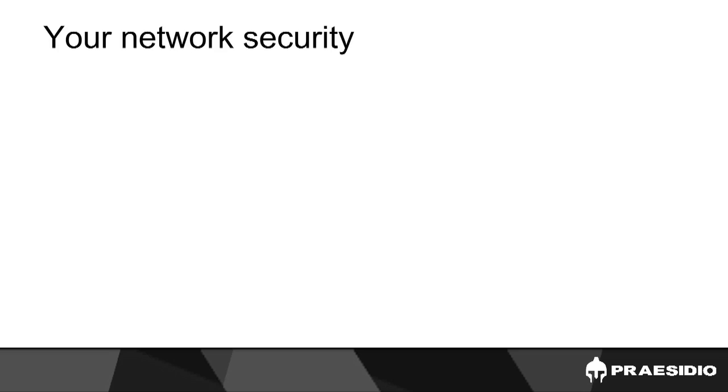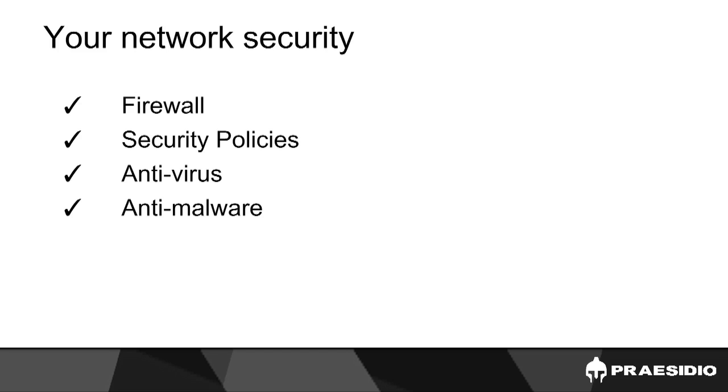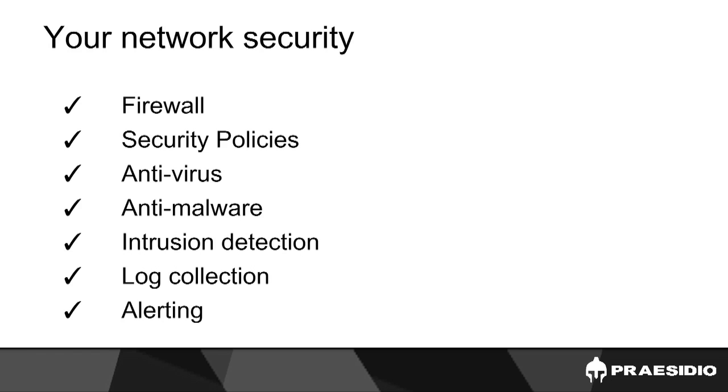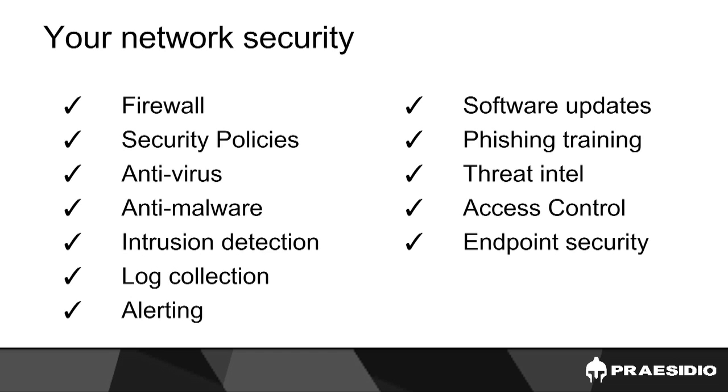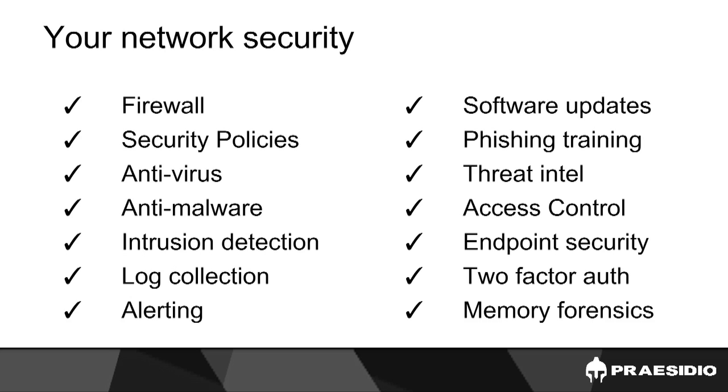So today I want to talk about anomaly detection. But first we need to talk about your network security. You probably have a lot of things to protect your network, like a firewall, security policies, antivirus, anti-malware, intrusion detection, log collection, alerting, software updates. You train your users to not be phished, maybe even use threat intelligence, access control, even endpoint security, two-factor auth, and if you're really advanced, maybe even memory forensics.